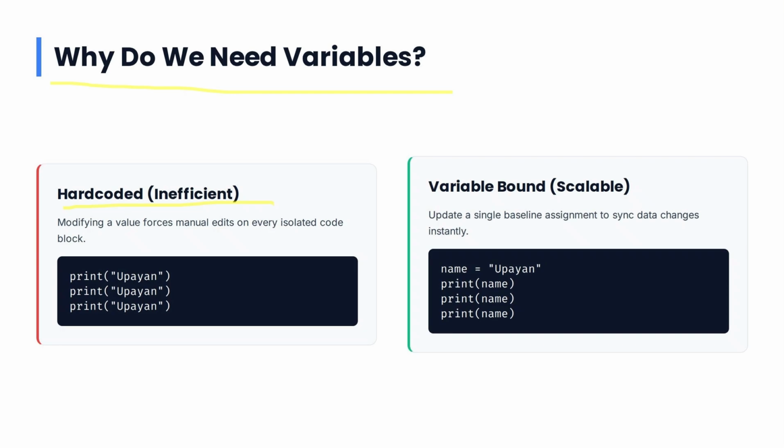There can be two processes: print, open, print again, open, print again, open. This is slower, and it has to be managed in every step. But this is not the case when we use a variable. It is scalable. Update a single baseline assignment to change data instantly. We create a variable name, assign the value pan, and however many times we need to print, we just print name, not pan.